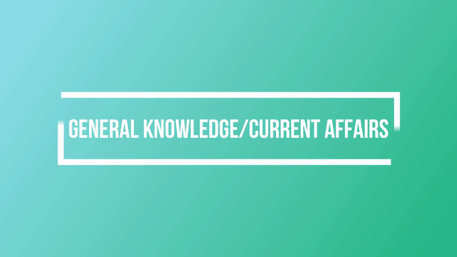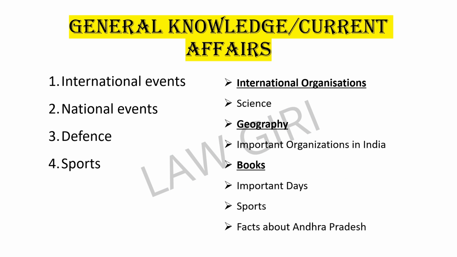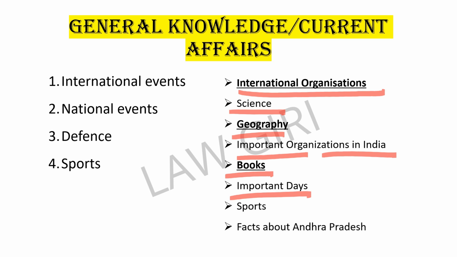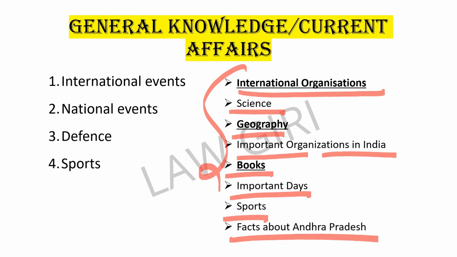Thereafter, talking about general knowledge, you need to cover your static GK from Universal's itself: international organizations, science, geography, important organizations in India, books, important days, sports, facts, and about Andhra Pradesh. Now, facts about Andhra Pradesh need to be covered separately. You can Google this term and you will find a lot of docs on Google itself, and you can study from there. The rest of it you can study from Universal's book.